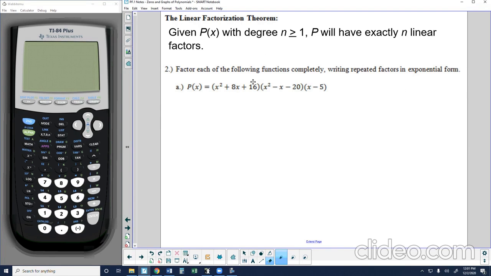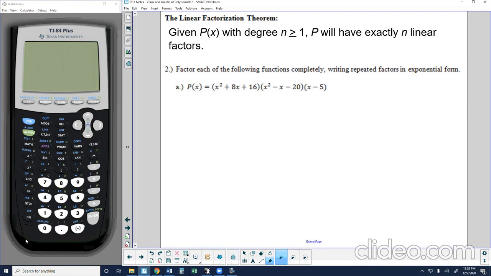So let's progress again a little bit further with an example here. It says in problem 2, factor each of the following functions completely, and this time writing repeated factors in exponential form. So if we have a factor that shows up more than once, we're going to write it as a squared value if it shows up twice, and if it shows up 3 times, we're going to write it as a cubic value, so on and so forth.